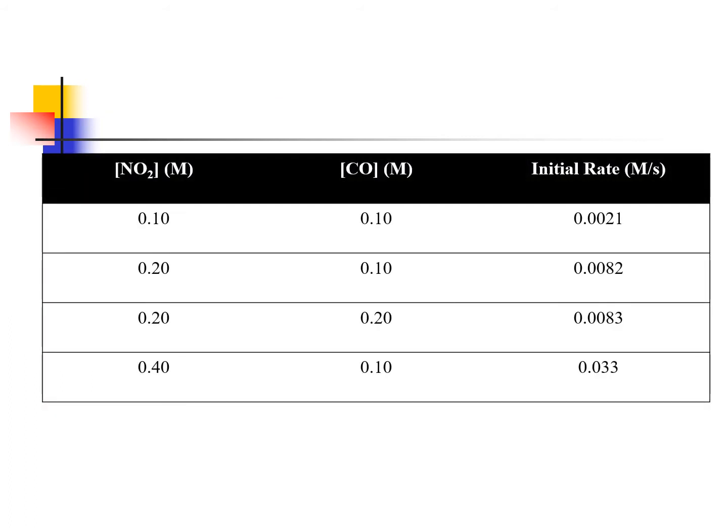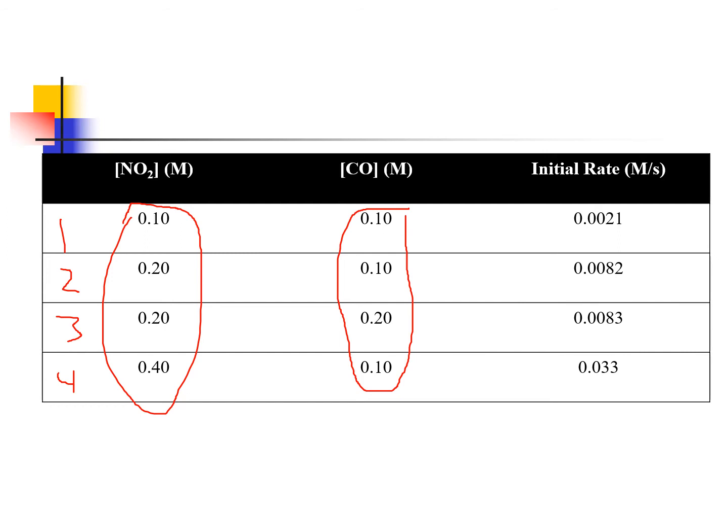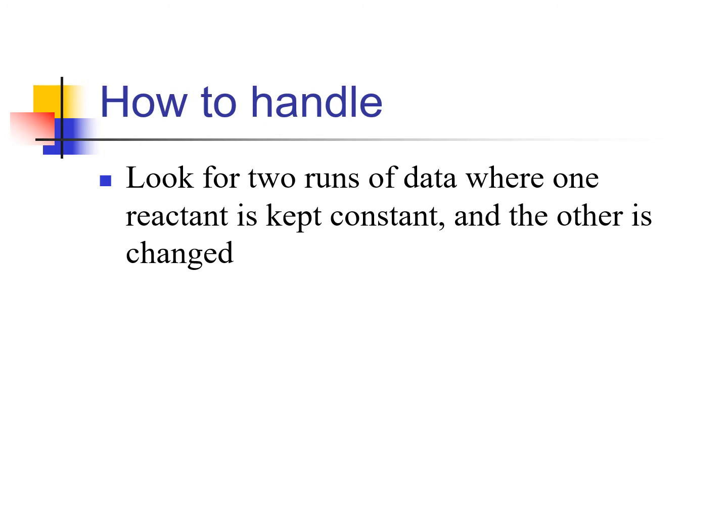So this is what we see. We have concentrations of NO2 in different trials: trial 1, 2, 3, and 4. I see concentrations of CO during those trials, and I see the rates. Very important. Now, the way we're going to do this is we're going to look for 2 runs of data where one reactant is kept constant and the other is changed, so we can isolate what's happening to the one that is changed.